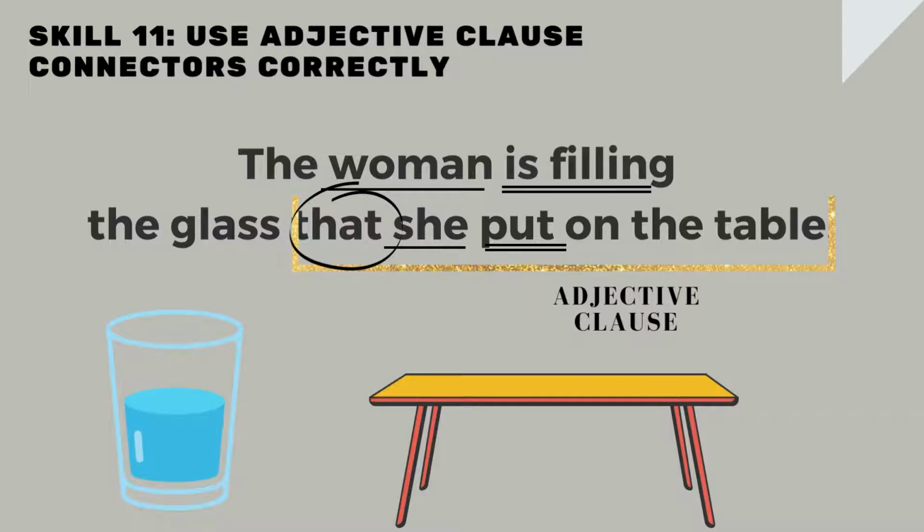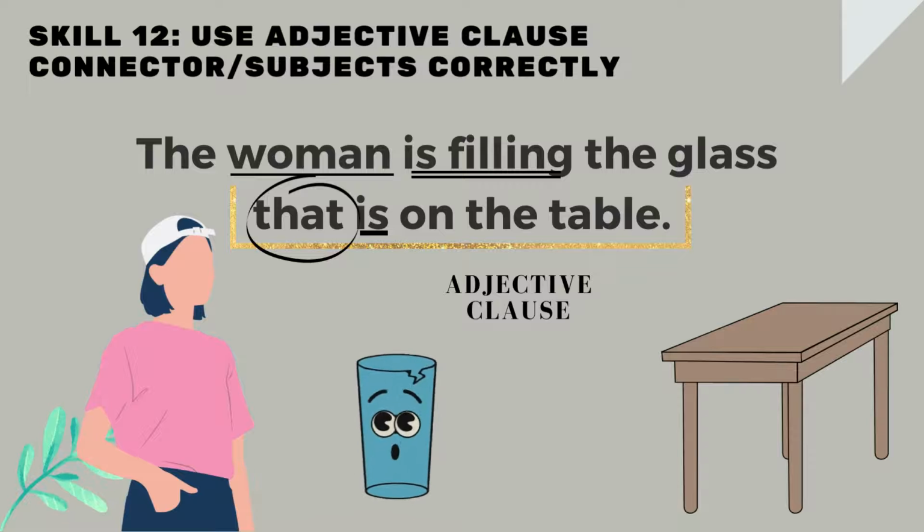Skill 11. Use adjective clause connectors correctly. An adjective clause describes, is extra information, and is not essential. Adjective clauses go in the middle or at the end. These clauses have an adjective connector, subject, and verb. For example, the woman is filling the glass that she put on the table. The adjective connectors are whom for people, which for things, and that for people or things.